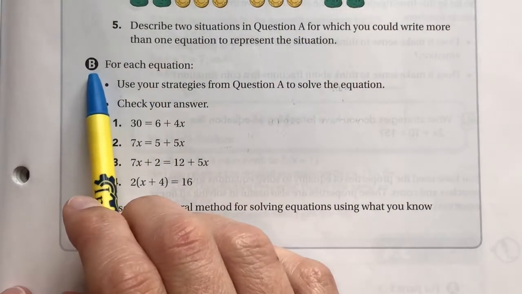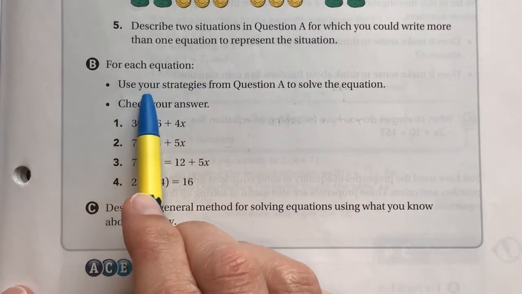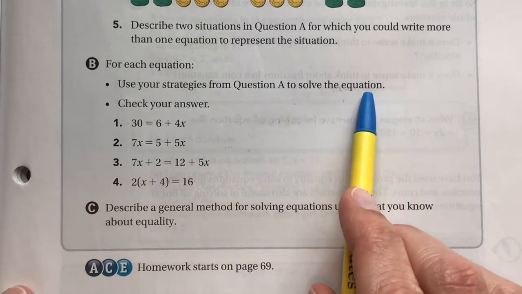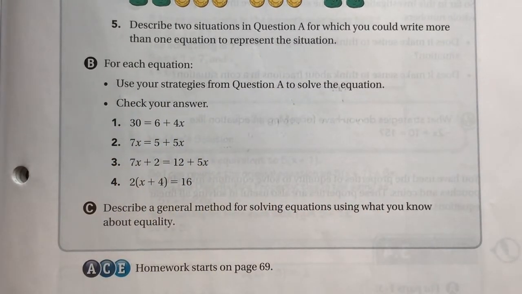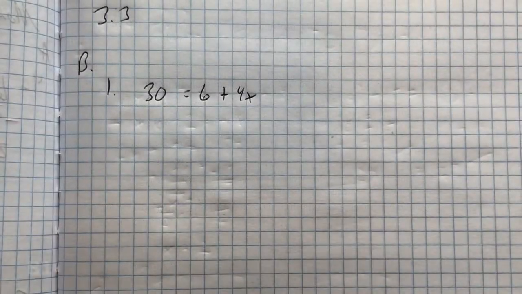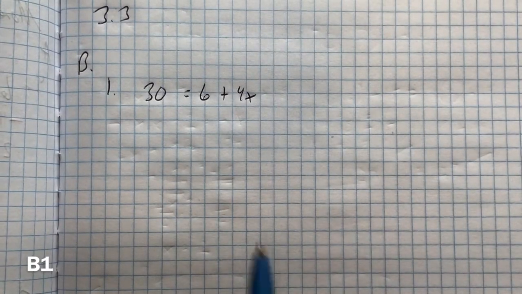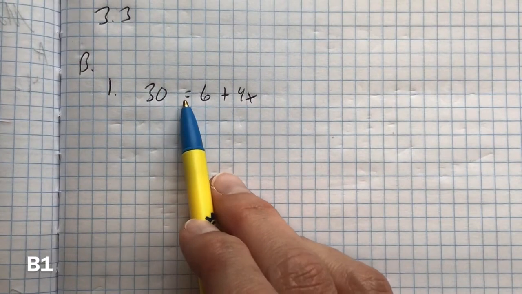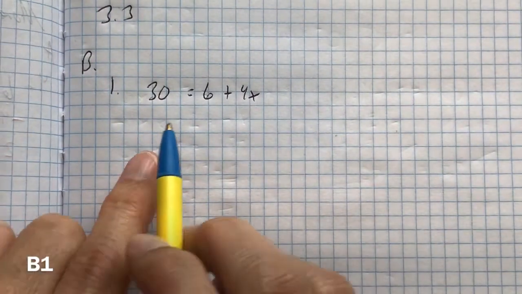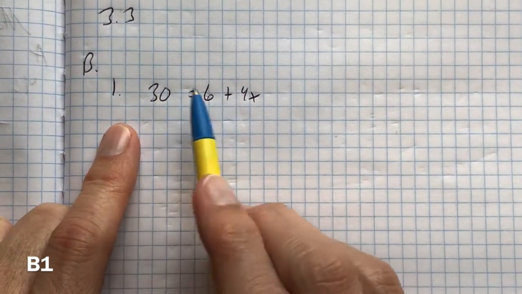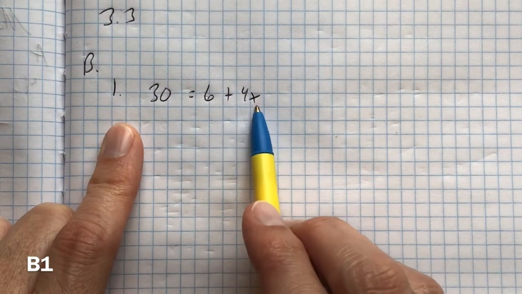All right, so part B, for each equation, use your strategies from question A to solve each equation. Check your answer. We've got these four here. So let's take a look. All right, let's take a look here what we got. So first things first, we've got 30 is equal to 6 plus 4x. Make sure I wrote that down right. Yep, okay. Now, at this point, imagine 30 coins, 6 coins, and 4 pouches.